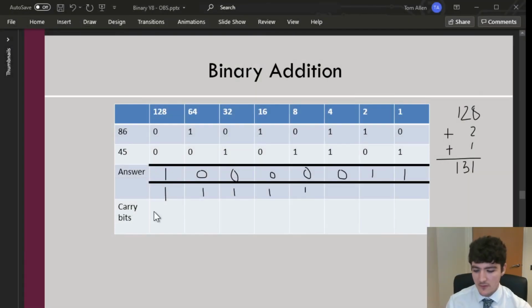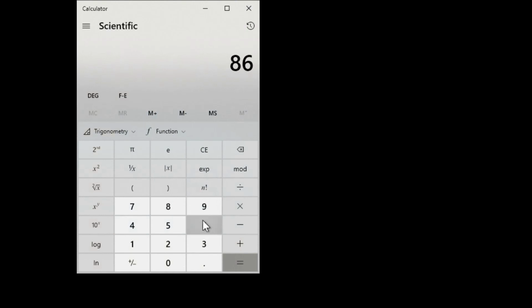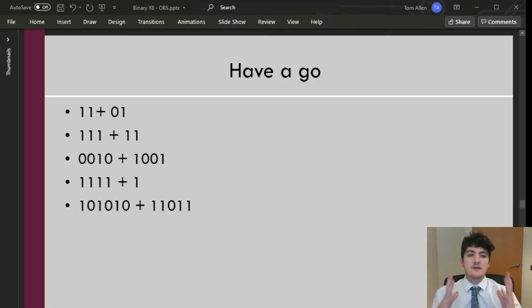We see 86 and 45. So we go 86 plus 45, 131. So we can see we're correct on that one as well. So that's fine. So have a go at some of these questions. You've got 5 on here. Just have a go. They shouldn't be too difficult.